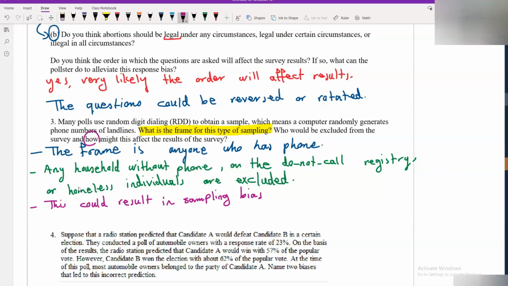You may say our population was anyone who had a phone, but here homeless individuals are excluded. They may have had their phone number before, but suddenly they may have lost their home. That's why we can also have this part here. So we can just skip that one. That's fine.